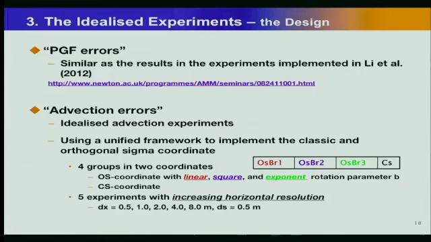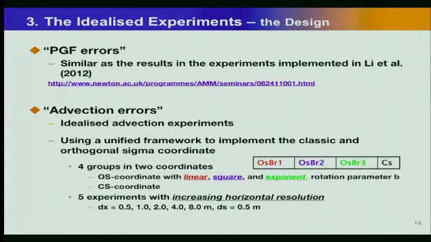Now let's see how about the advection errors. We have done some idealized advection experiments, and we use the unified framework proposed a few slides ago, and implement the sigma coordinate and the orthogonal one in a unified equation. And here are four groups of the two coordinates. One is the classic sigma coordinate, and the other three are all the orthogonal sigma coordinate with different rotation parameters we have mentioned earlier.